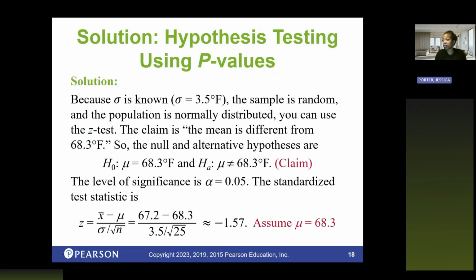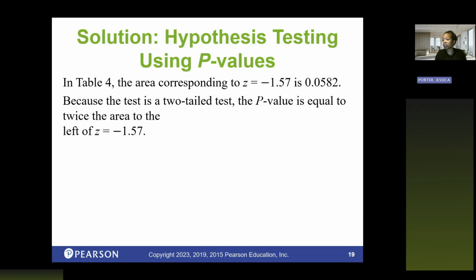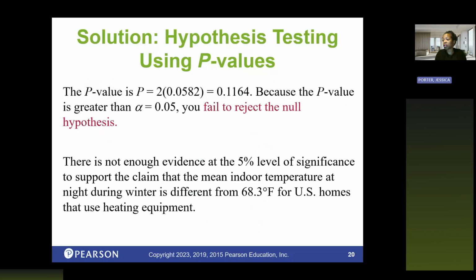Did we do it here? Here we go. Let's skip to the end. There you go. There's not enough evidence at the 5% level of significance to support the claim that the mean indoor temperature at night during winter is different from 68.3 degrees Fahrenheit for U.S. homes that use heating equipment.